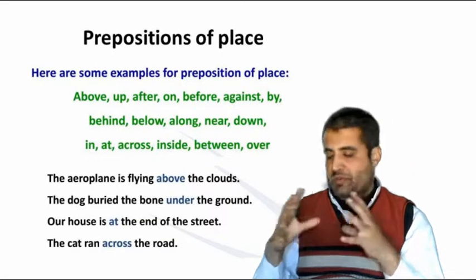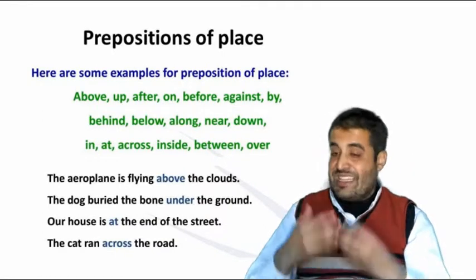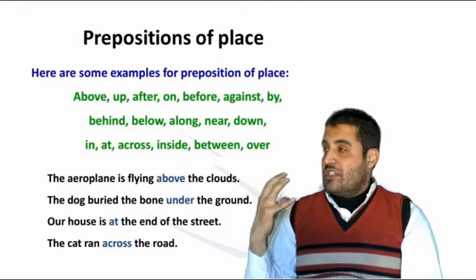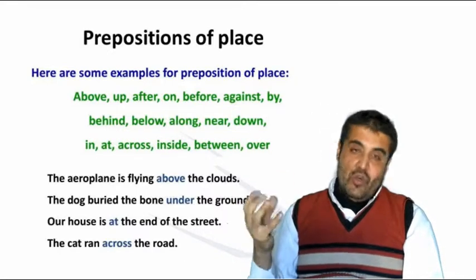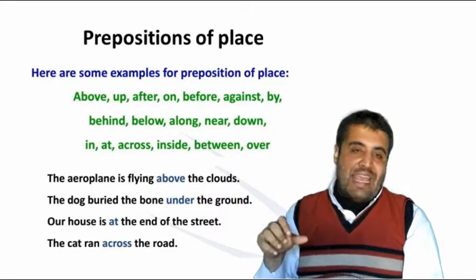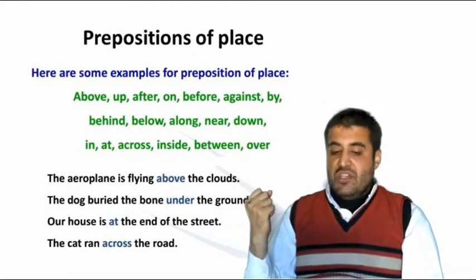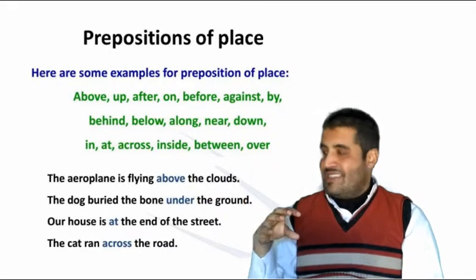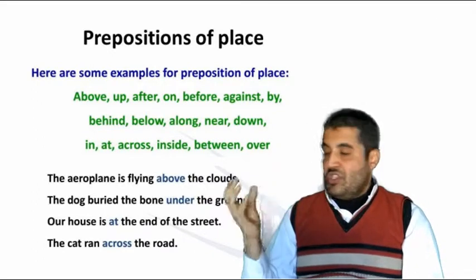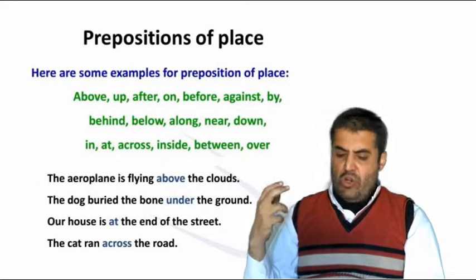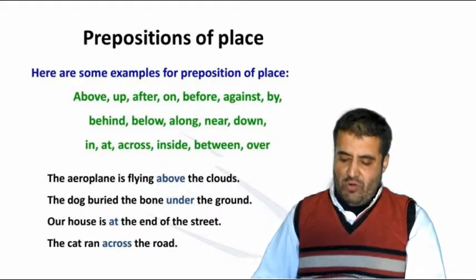So all those prepositions which we have used in sentences, which you can see on the screen, show us the place where something happens, or the place where something exists, or where someone exists. Okay, so above, under, at, and across, these are called the prepositions of place. We will discuss them in detail later on, one by one, all the prepositions.